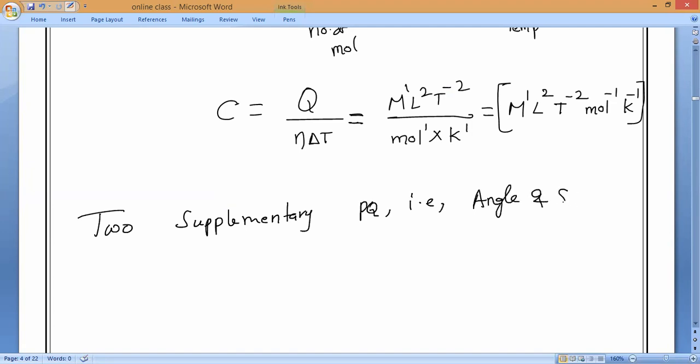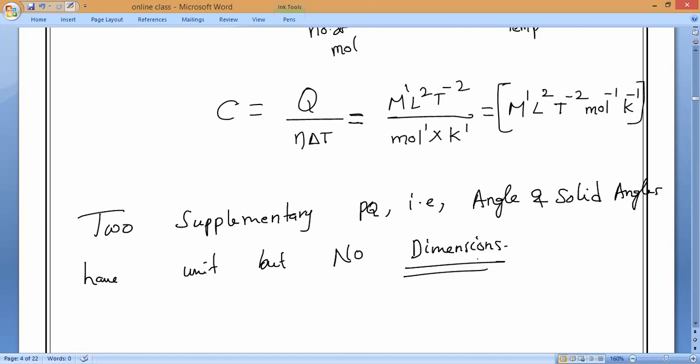What are the units? Radian and steradian. So angles have units, but no dimensions. Even some constants have dimensions and some constants may not. You have to remember, whether you take angle or solid angle, they do not have dimensions, but they have units. That is what you have to remember.